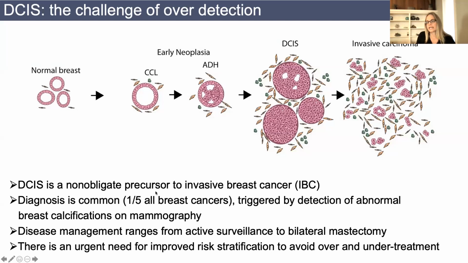And of course, many of these diagnoses have been triggered by the increased use of mammographic screening, but not all DCIS will progress. And in fact, one of the key challenges has been in the management of this disease because strategies for treatment range from active surveillance to bilateral mastectomy. And obviously with that in mind, there's a critical need to improve our approach for risk stratification and to avoid the issue of either over treatment or under treatment.